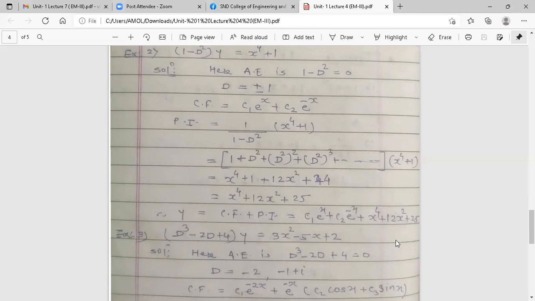So this is the case type 4 example, and this is one more example. You try to solve this example. Take it as homework. Here the case 4 is over.